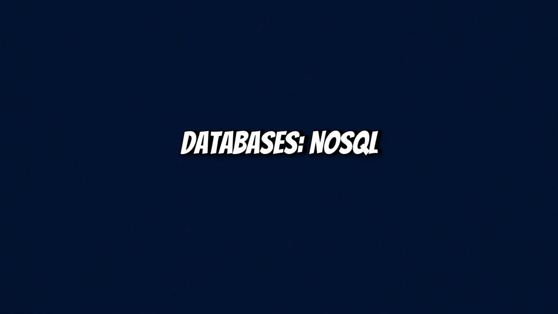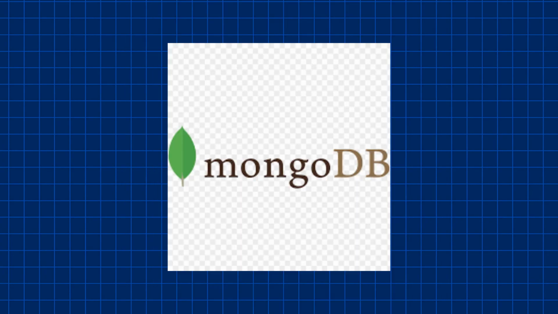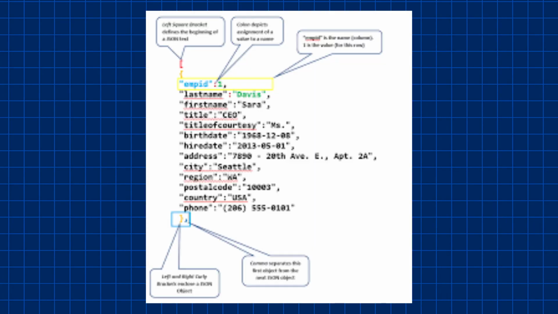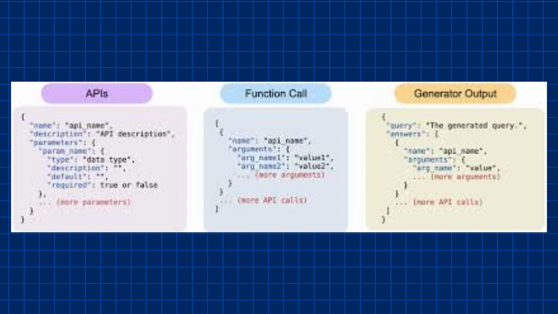Databases: NoSQL. NoSQL databases, like MongoDB, store data in flexible, JSON-like documents instead of tables. They are highly scalable and can handle large volumes of unstructured or rapidly changing data, making them a popular choice for modern web applications, real-time systems, and content management.